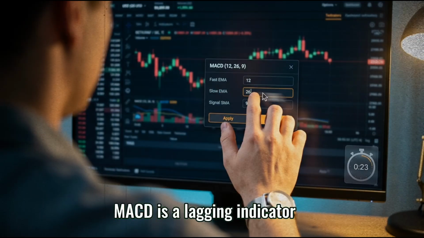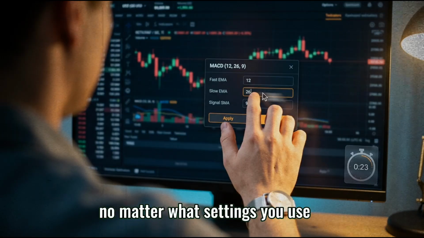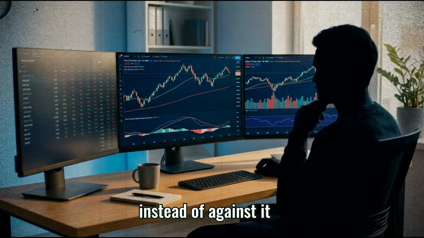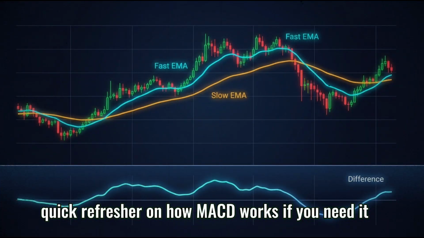MACD is a lagging indicator no matter what settings you use. By the end of this video, you'll know how to work with that instead of against it. Quick refresher on how MACD works if you need it.